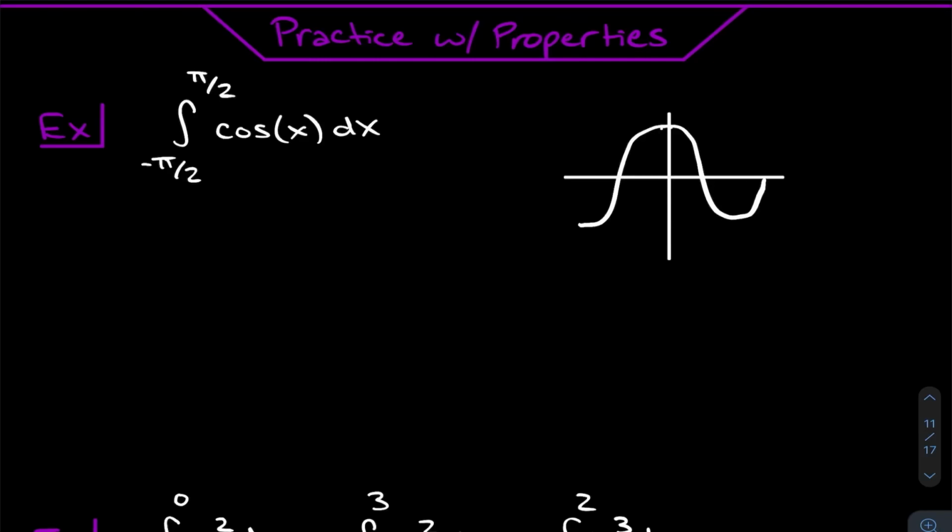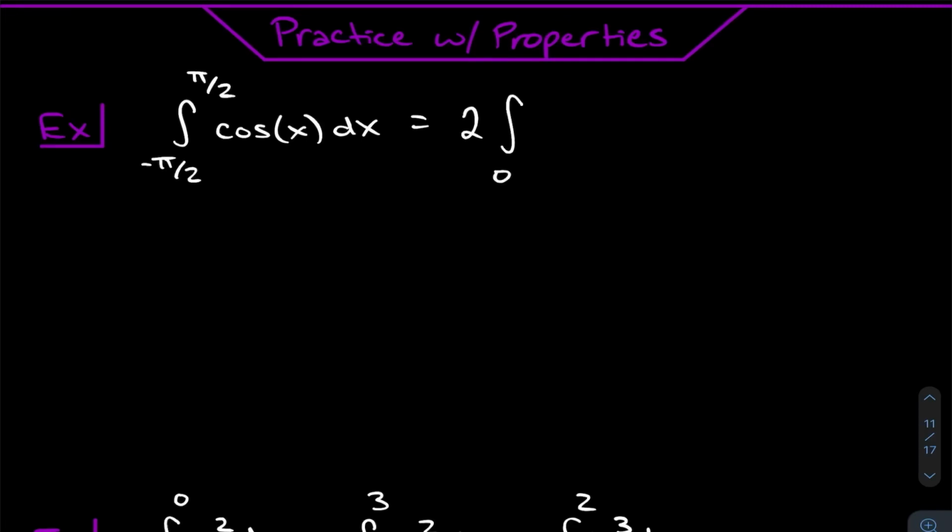And so if we are going to integrate this thing from negative pi over 2 to pi over 2, we can just do 2 times the integral. Actually, I'll write this over here. We can do 2 times the integral from 0 to pi over 2.